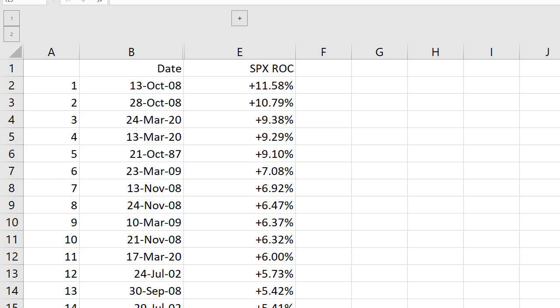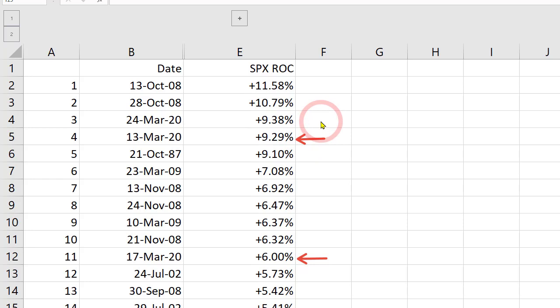So I looked at the one-day rate of change for the S&P 500 since 1950, and I put it in a spreadsheet, and then I sorted to see the biggest rates of change since 1950. And basically, you can see there have been 11 times when the rate of change was 6% or greater. What's interesting is you can see 3 of those occurred in March 2020. On March 17th, we're up 6%. On March 13th, we're up 9.29%.